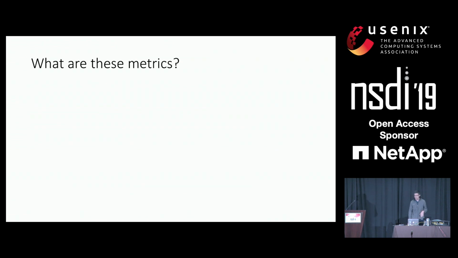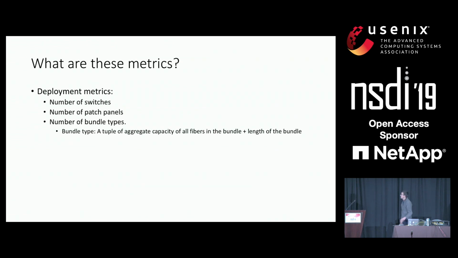So what are these metrics? These are somewhat natural metrics. So these are metrics that are relevant at deployment: the number of switches, number of cables, number of panels. They have this interesting concept of a bundle type, which is basically a tuple corresponding to the aggregate capacity of the wire and the length of the wire. So this corresponds to the distinct number of cable types that they need to order or maintain in their inventory.